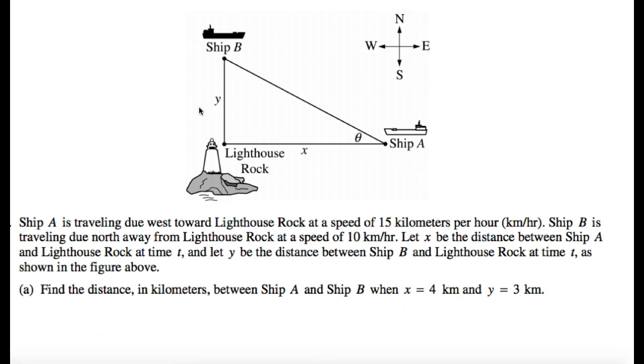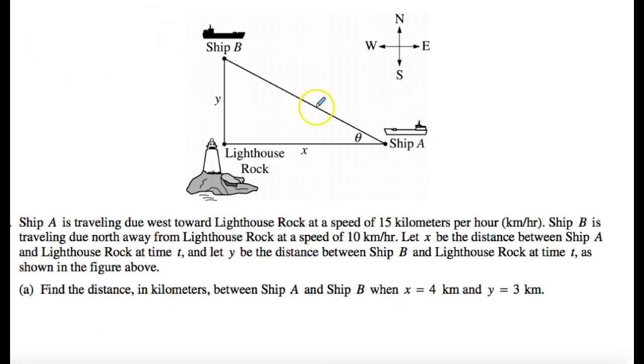All right, ship A is traveling due west towards Lighthouse Rock at 15 kilometers per hour, so the ship's going in this direction. Ship B is traveling due north, so it's going this direction at a speed of 10 kilometers per hour. We're saying X is the distance between ship A and the lighthouse, and Y is the distance between ship B and the lighthouse at time T. So part A is just find the distance in kilometers between ship A and ship B.